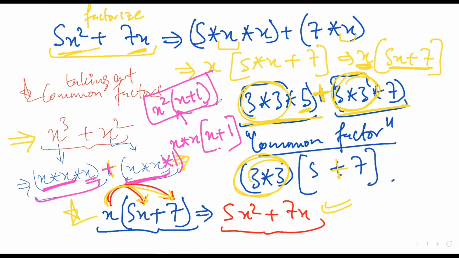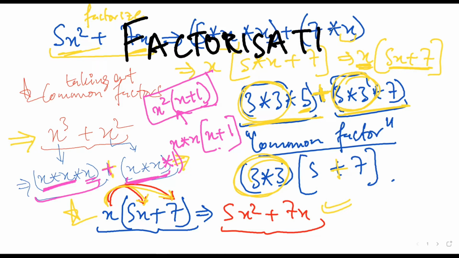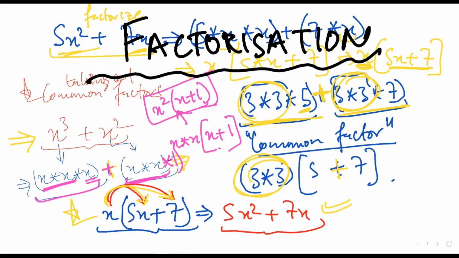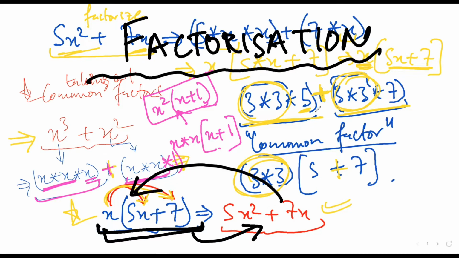Any doubts still? No. So, in this chapter, factorization, what we do is basically the reverse of expansion. In the previous chapter, we expanded this, and now we are doing the reverse of this. Any doubts still? No, sir.